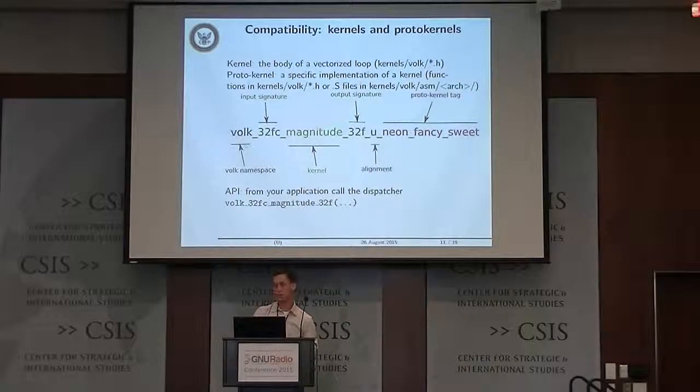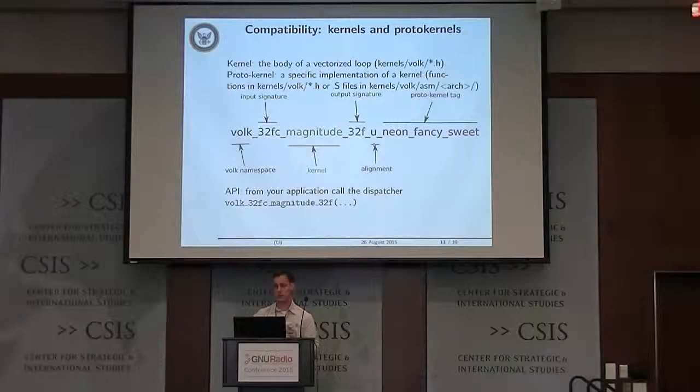There's the Volk namespace. And there's a mod tool in Volk. It's in a later slide, but you can actually make your own version of Volk and have your own namespace. Then there's the input signature. This one is really simple because there's only 32-bit complex float going in. You can have a 32x2, and the x2 would just say there are two of them. And then there's the kernel name, and then there's the output signature.